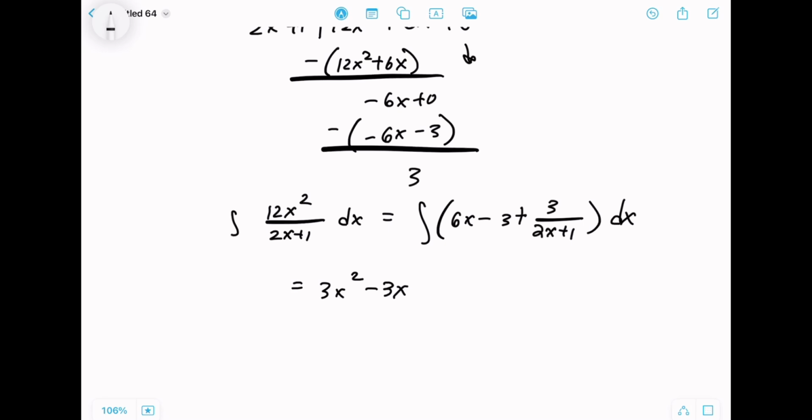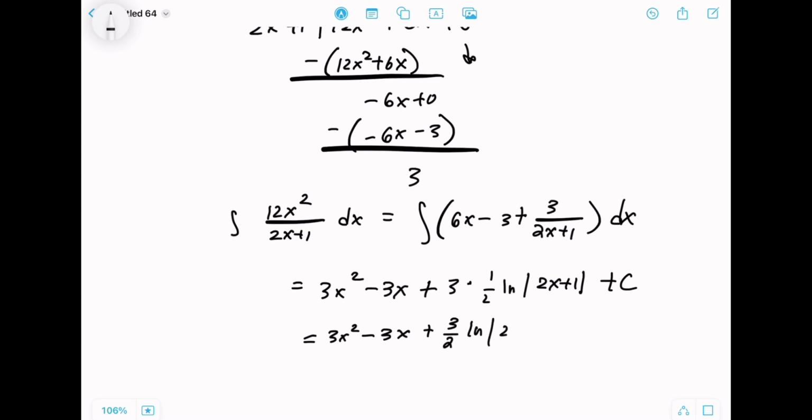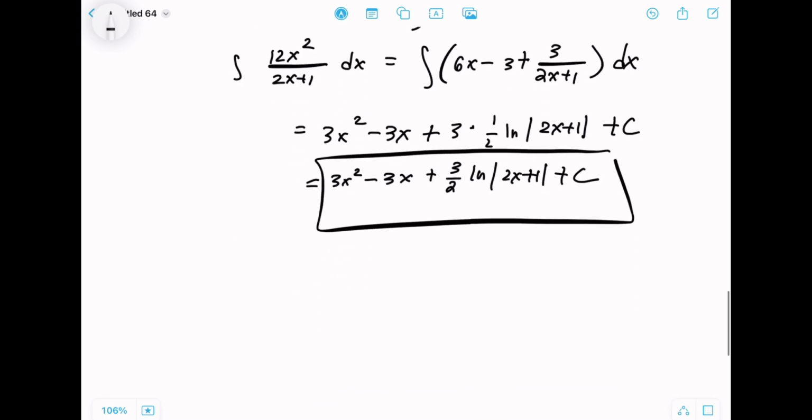So I'm actually going to have my ln term here, and I can take out that 1, so it's going to be plus 3 times 1/2 ln of the absolute value of 2x plus 1 plus c, and I could just simplify this, so I get 3x squared minus 3x plus 3/2 ln of the absolute value of 2x plus 1 plus c. And that right there is my answer for problem 2.